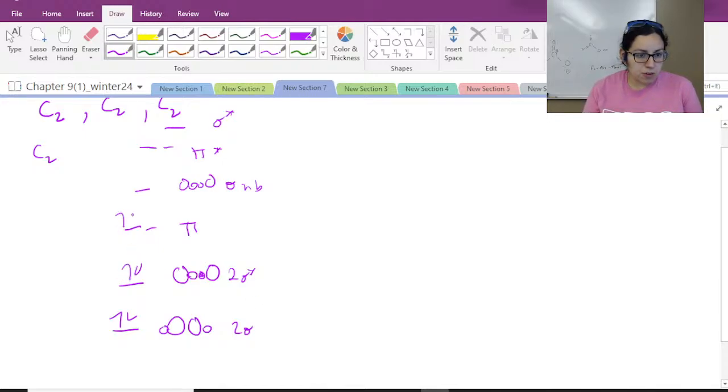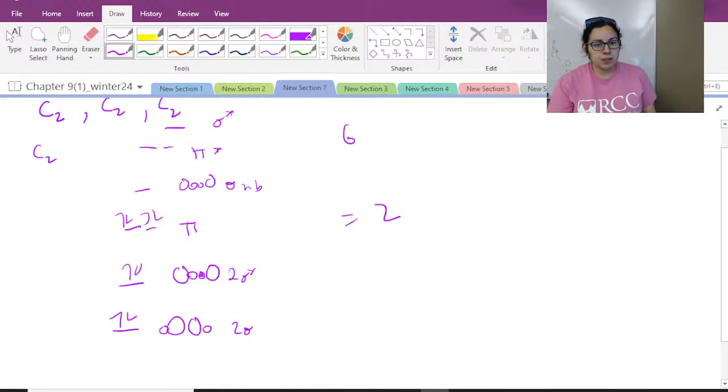So 1, 2, 3, 4, 5, 6, 7, 8. And then you have 6 in bonding, right? Yeah. I forgot how the equation works. Oh, it's bonding minus anti-bonding divided by 2. I forgot about the divided by 2 part. Okay, yeah, so 6 minus 2, so 4. Oh, yeah, now we're on the same page. So, yep, our bond order is 2.